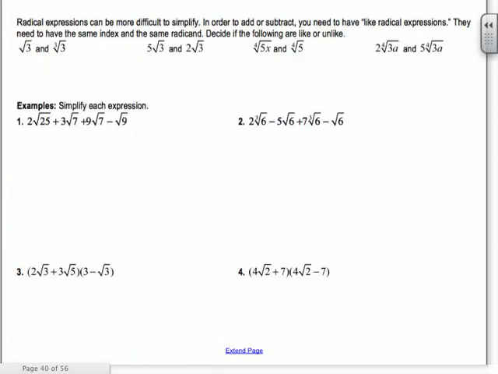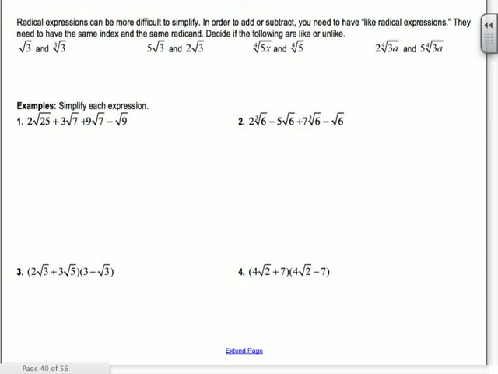Okay, so next page. It says radical expressions can be more difficult to simplify. So in order to add or subtract, you need like radical expressions, just like terms. You remember you couldn't add 2x plus 3y because you didn't have like terms, they weren't the same variables. Just like you couldn't add 2x plus 3x squared because you had x and x squared. Same kind of thing. So like radical expressions have the same index, so they're both cube roots or they're both square roots, and they have the same radicand, so they have the same number under the radical sign.